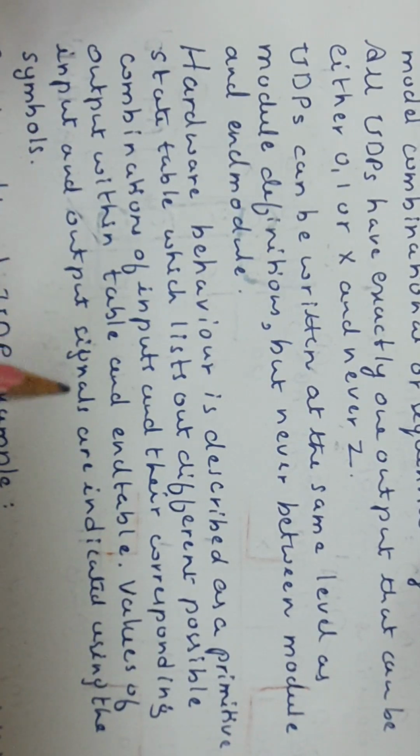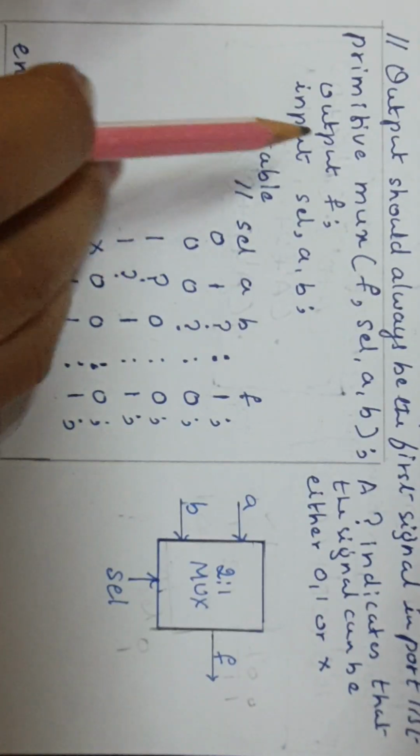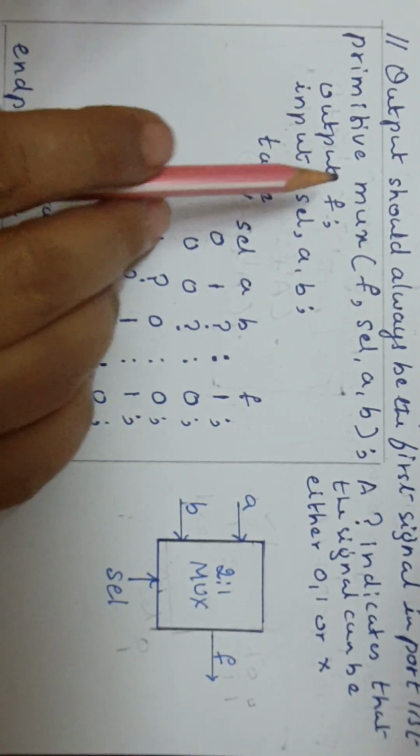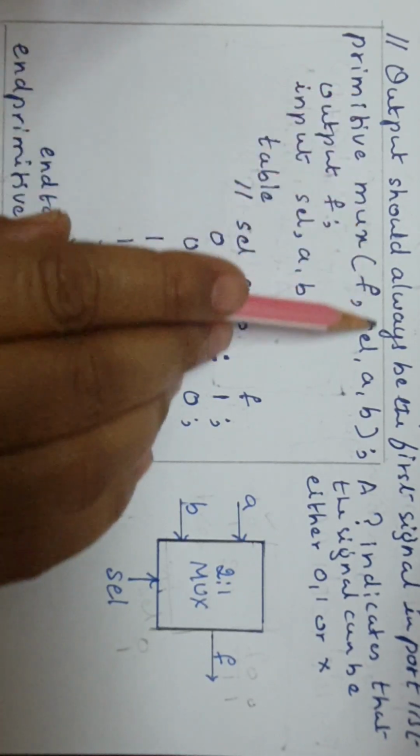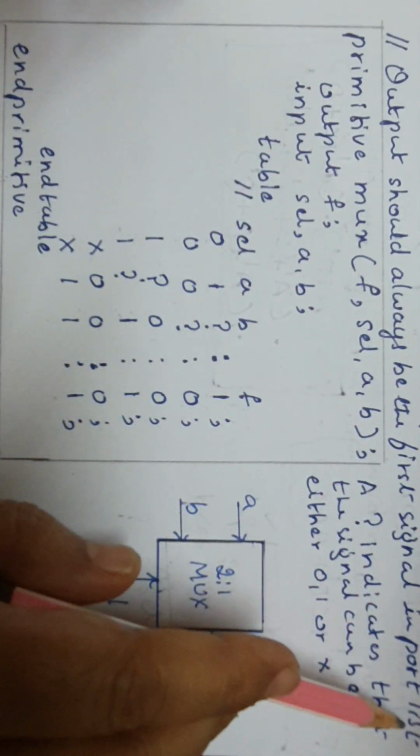Values of input and output signals are indicated using the symbols. So in user-defined primitives, we write the set of inputs and outputs, the relation between them, between table and end table, that implements the logic function or logic circuit, and that only defines the set of inputs for the implemented circuit. No separate module like test bench is needed. So this is the example for a user-defined primitive. Here the output should always be the first signal in the port list.